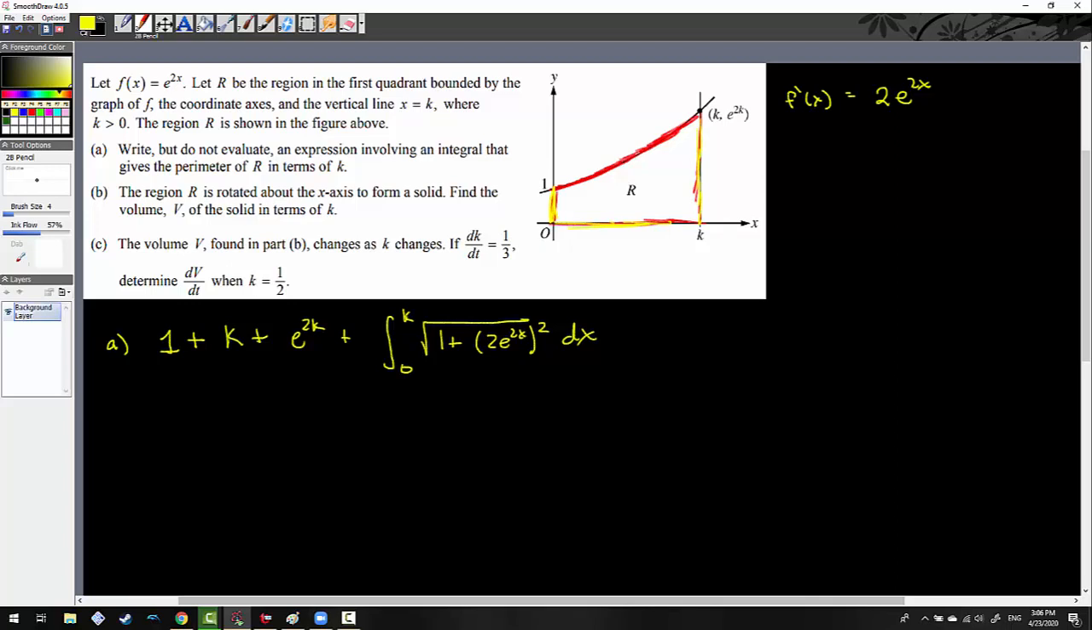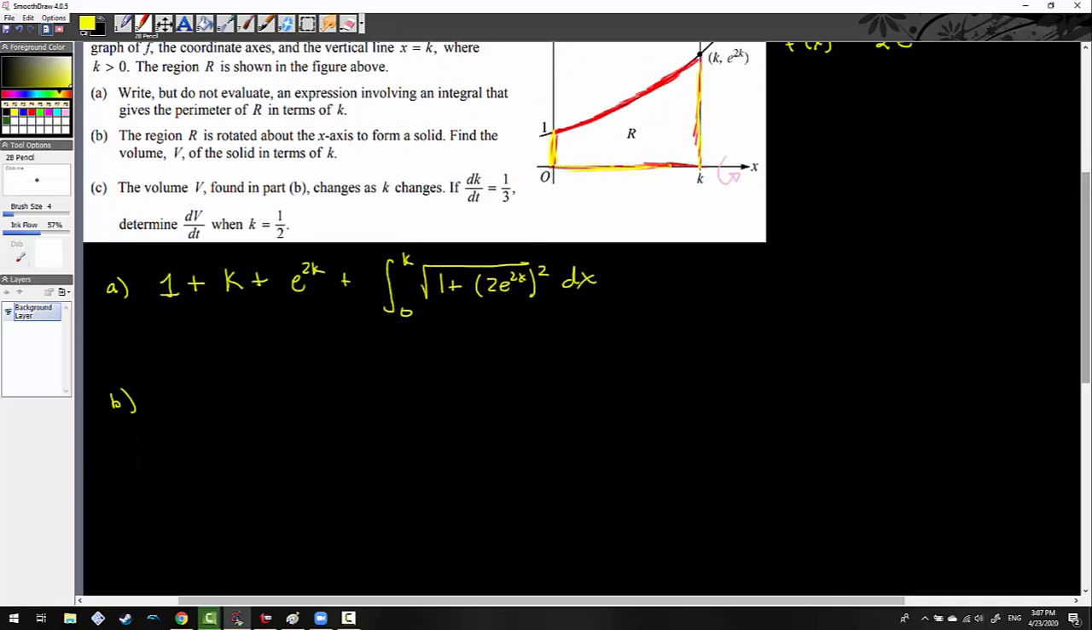Let's see, hopefully it doesn't get much harder, but if it does, we will be ready for it. In part B, the region R is rotated about the x-axis to form a solid. Find the volume V in terms of k. So if we rotate this thing about the x-axis, it's going to be a dx integral that is solid. So the good thing is we don't have to worry about any kind of top minus bottom or outer minus inner because it's a solid figure.